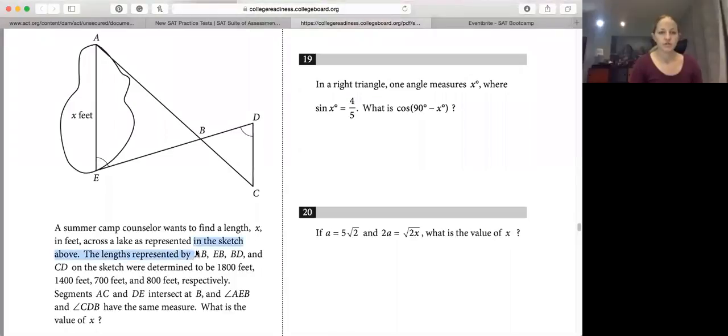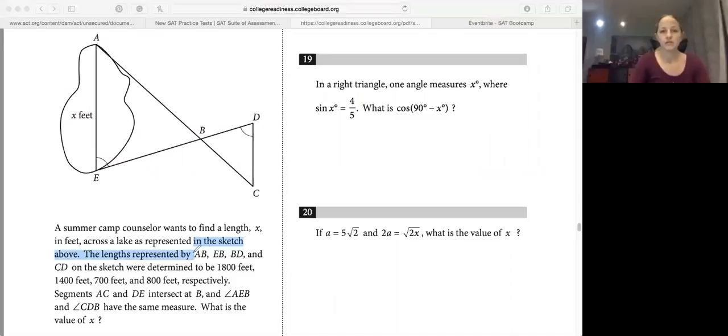What I'm going to do is put a square around AB. And then I'm going to put a square around 1,800 because respectively means in order, right? So where AB is, 1,800 is in the same spot. That's what AB equals, right? And then I'm going to come up to my diagram and label AB. So 1,800.